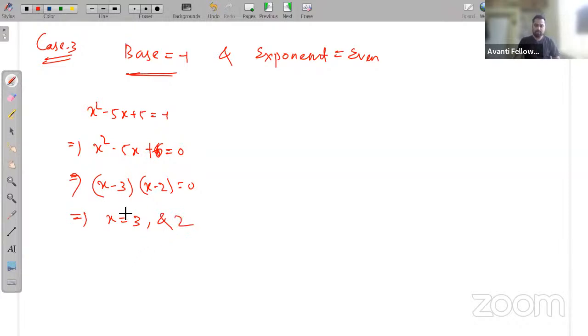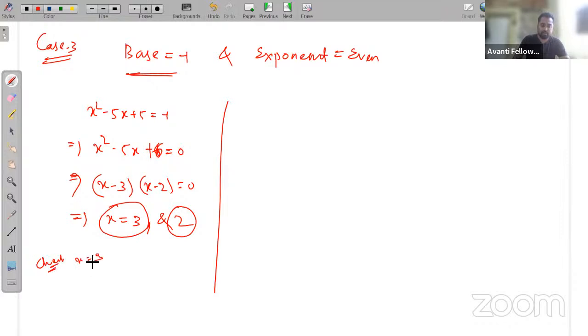First we should check for x is equal to 3 and x is equal to 2 whether the base becomes negative or not. This is important. So check at x is equal to 3. If you put x is equal to 3, it will be 9 minus 15 plus 5, that will be minus 1. Is the exponent negative at 3?